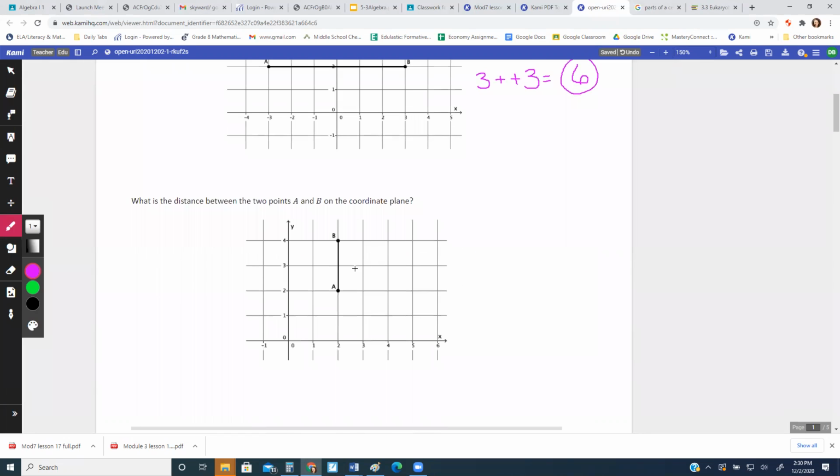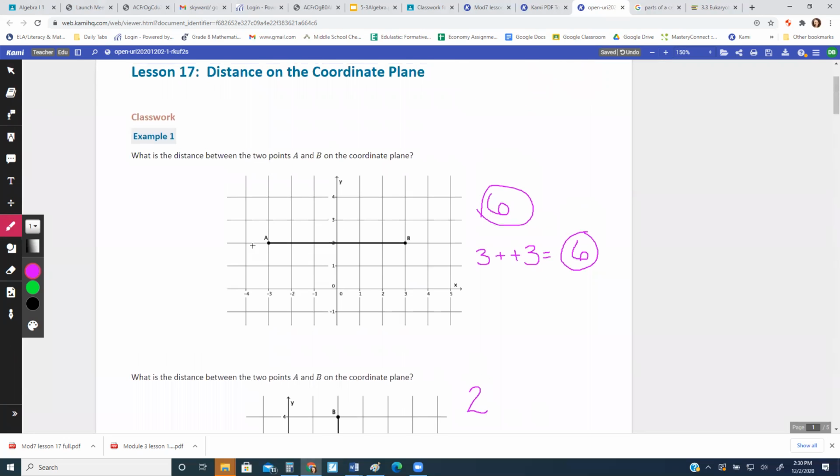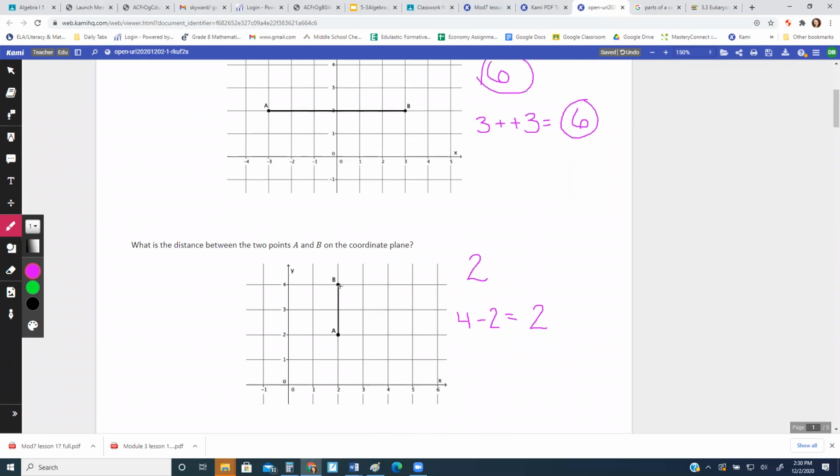Let's look at a vertical one. We're going to do the same thing. So I can either count 1, 2, and have a distance of 2, or I can subtract. This one's at 4 minus, what's the difference here? 4 minus 2 is, and we're not surprised, it's going to be the same answer. So these are pretty easy and pretty straightforward because they're along the vertical and horizontal lines.